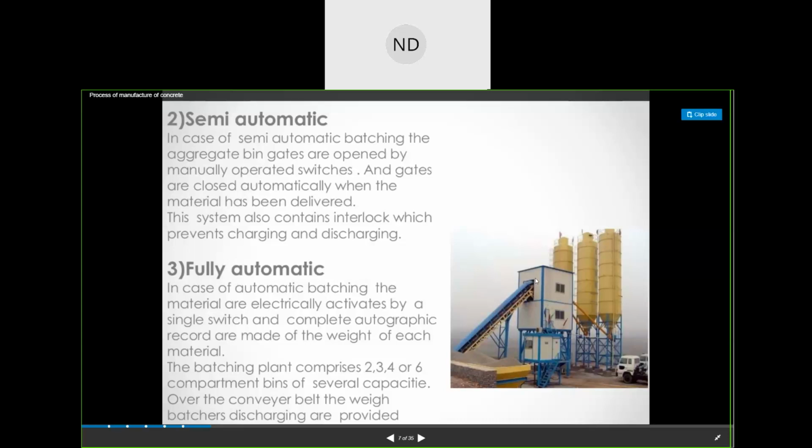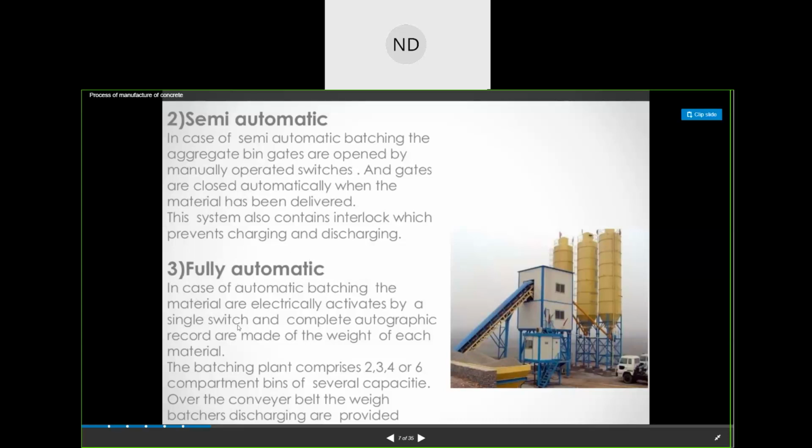Because when you are batching and mixing here, these gates are opened manually. Whoever is here will open the gate, and the aggregate will fall from here, and the gates are closed automatically when the material has been delivered. When all the material comes out, it gets closed by itself. So this is semi-automatic, because while opening you do it manually, but while closing it closes by itself when the materials are shifted totally. Okay, now you have another one, which is fully automatic batching.